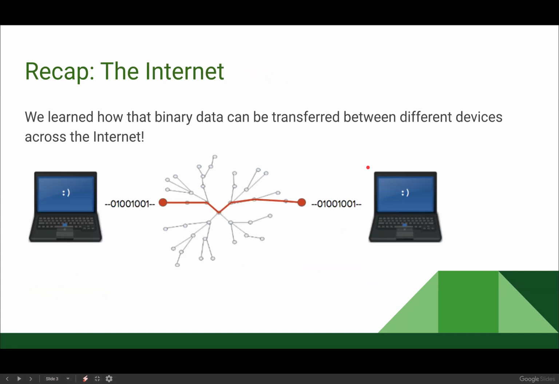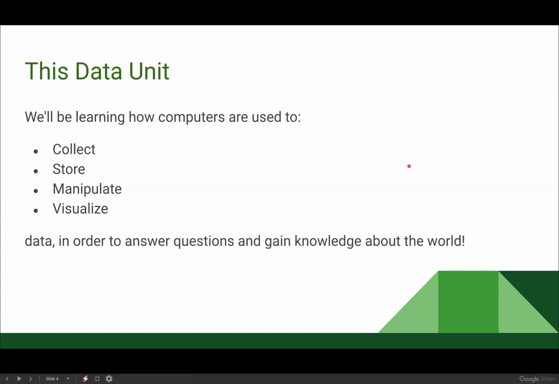And we learned that once we have our data in a binary format, we are able to transfer it between our different devices across the internet. So this unit, we're going to be talking about data, and we'll be learning how computers are used to collect data, how they store data, how they manipulate data, and how they visualize data in order to answer various questions and gain knowledge about the world around us.